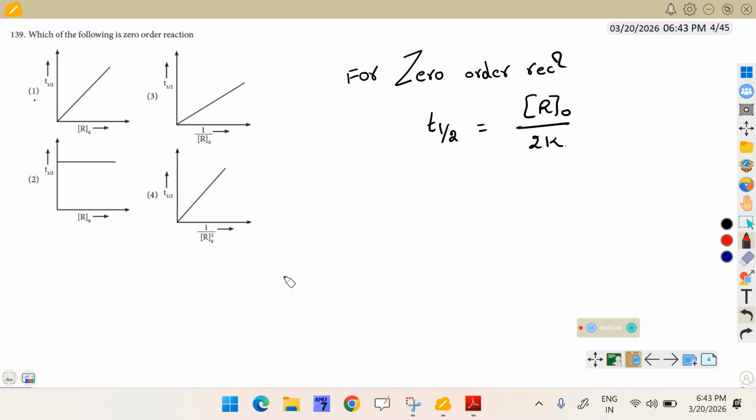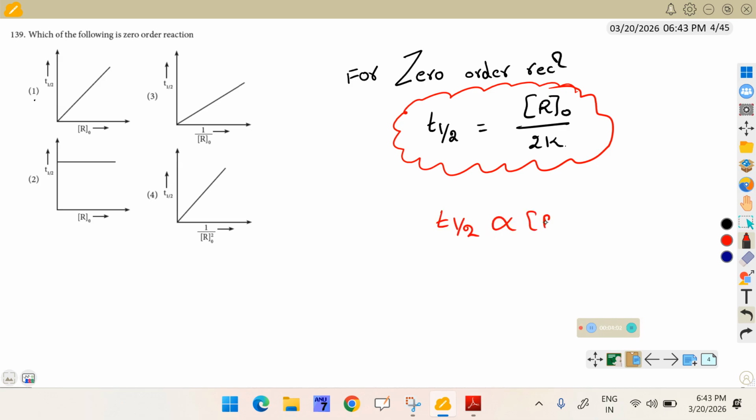Which of the following is zero order reaction? Here the graph is given between half-life time and initial concentration of reactants. For zero order reaction, half-life formula t1/2 equals R naught by 2K. That means the value of t1/2 is directly proportional to R naught. Based on that, the first option is the correct option.